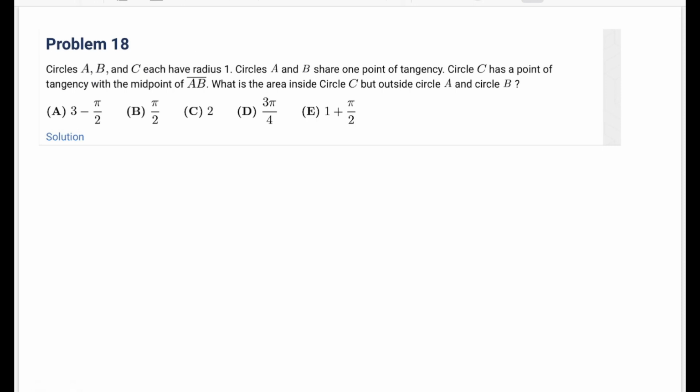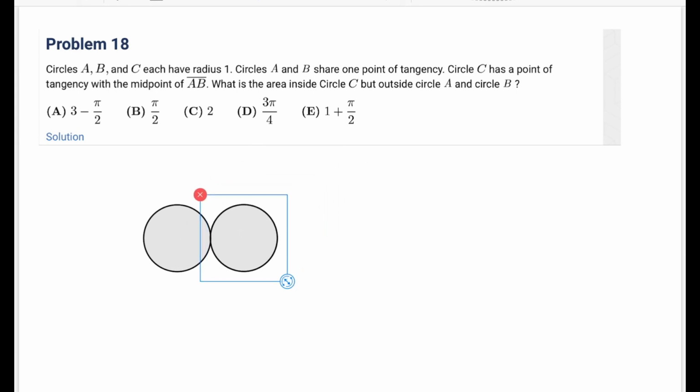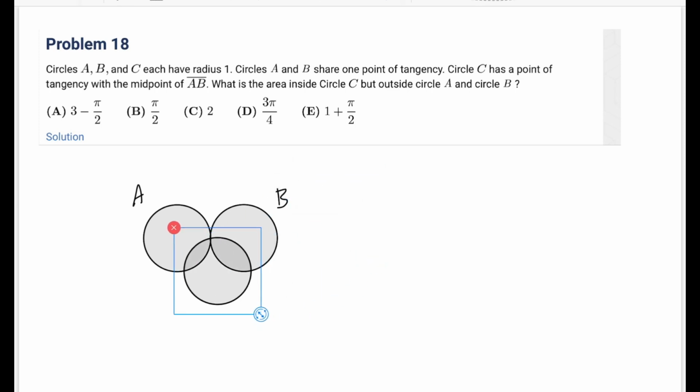Number 18. A, B, C each have radius 1. A and B share one point of tangency. So let's say there's a circle, and then we have another same circle, like this, and they share one point of tangency. This is A, this is B. Circle C has a point of tangency with the midpoint of AB. So the point of tangency would be like this, since that's the midpoint of AB.